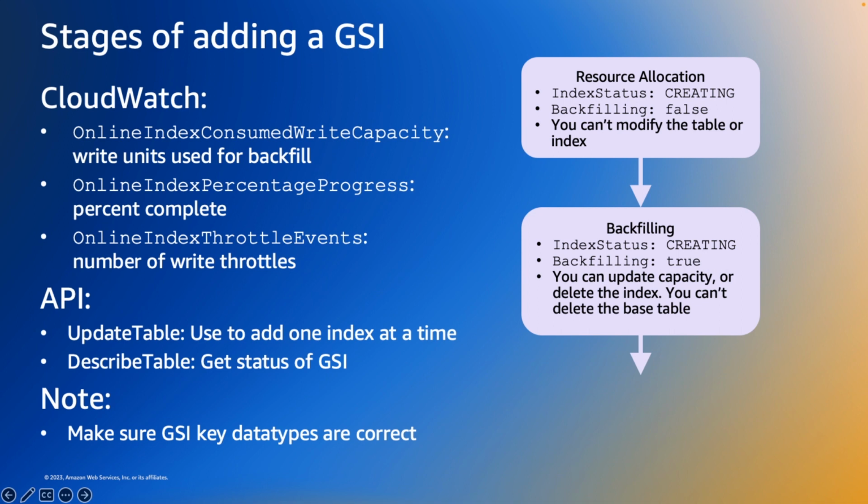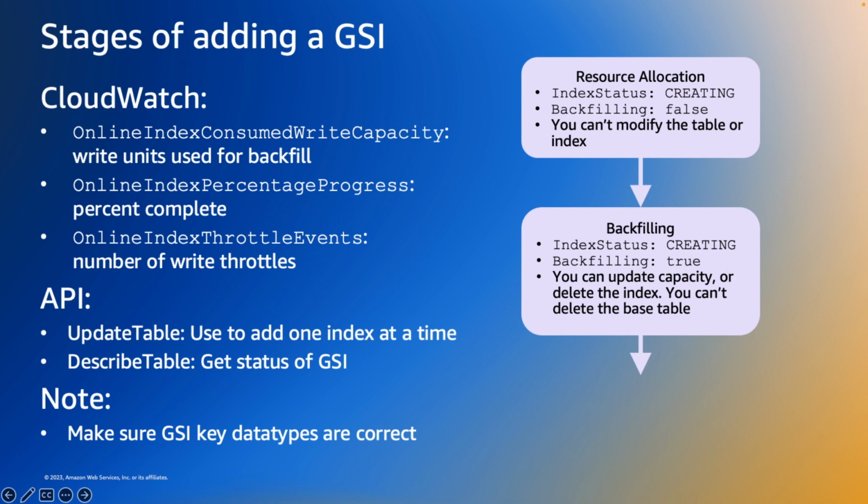Now, in CloudWatch, you can monitor these metrics. The online index consumed write capacity, which is the write units used for backfill. The documentation says that the consumed write capacity used during the index backfill is actually reported under online index consumed write capacity. So you basically have to switch what you're monitoring and monitor that metric. Now, online index percentage progress is the percent of how far the backfill is completed. So monitor that to know how far along it's going.